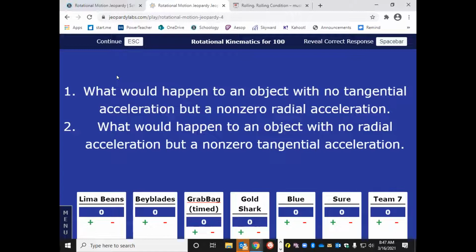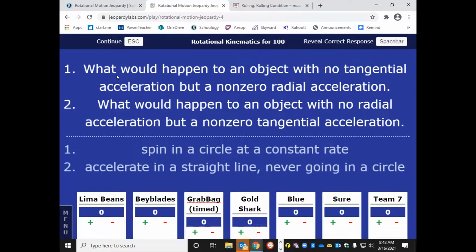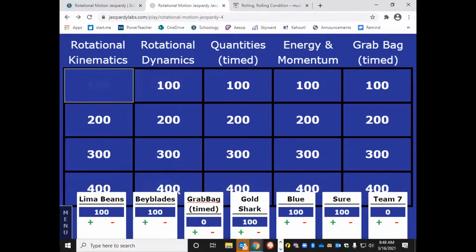All right. If you've got a tangential acceleration, that just means you're changing speed. Tangential acceleration means you're changing speed. Centripetal acceleration means you're changing direction. That just means you're going in a circle. So number one, you're spinning in a circle at a constant rate. Number two, accelerating in a straight line, but not going in a circle. So Lima Beans gets points, Beyblades gets points, Gold Shark gets points, Blue gets points, Sure gets points. All right, Beyblade, what do you want?